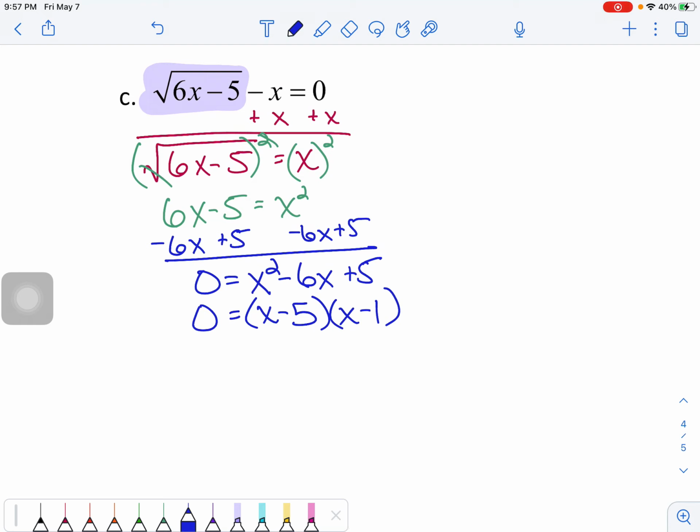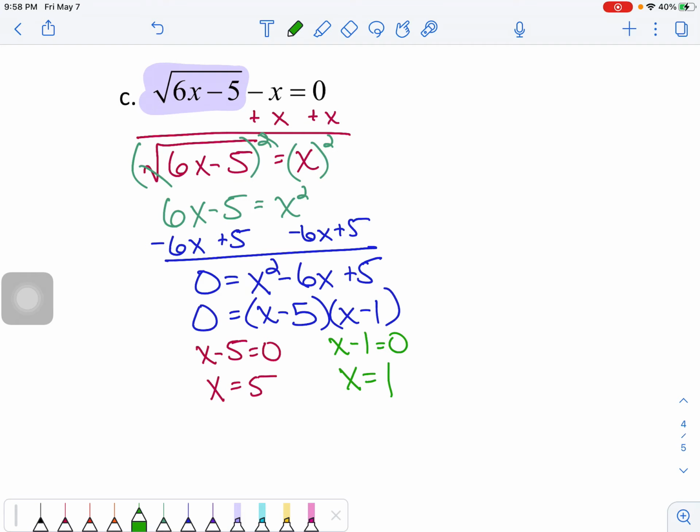All right. So now that I have it in factored form, I'm going to set each factor equal to 0. So x minus 5 equals 0. And separately, I'm going to do x minus 1 equals 0. So that's going to get me 2 possible answers here. I've got x equals positive 5, and I've got x equals 1.